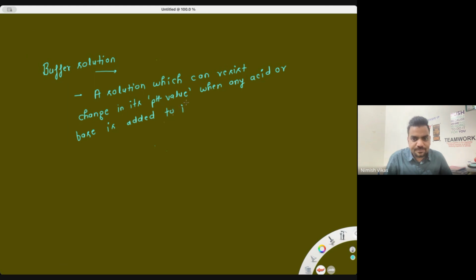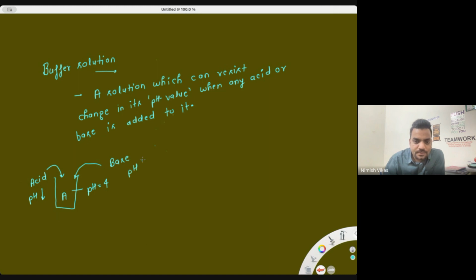So I said resist, okay? Resist means it will try to fight it. Usually what happens if you have a solution, let's say solution A, and its pH is 4. If you add any acid to it, the pH will go down. And if you add base to it, then pH will go up. This is what we see usually.